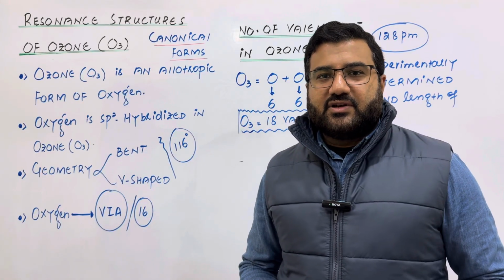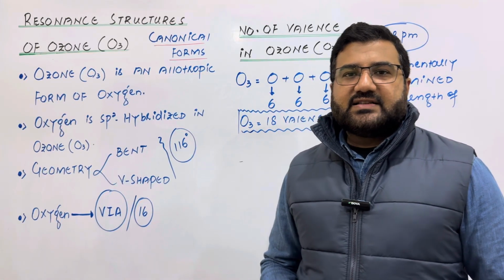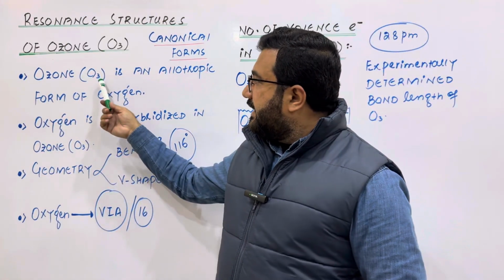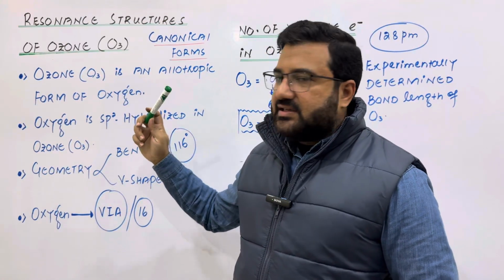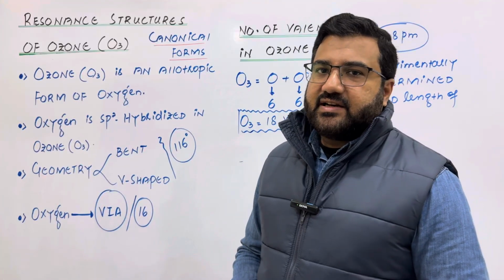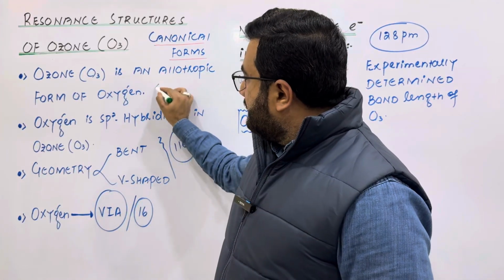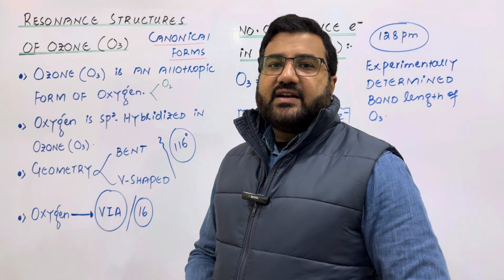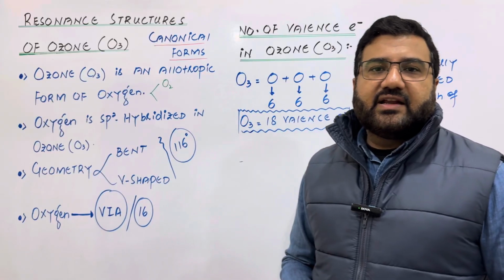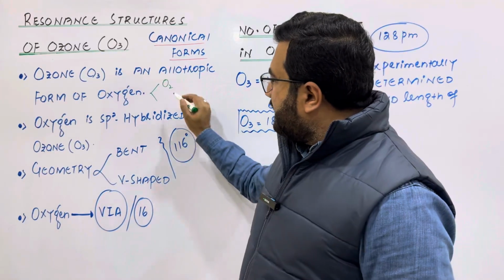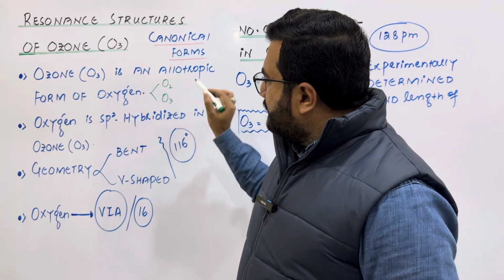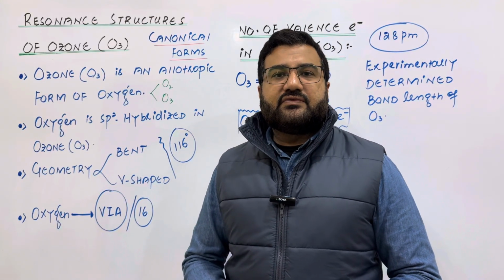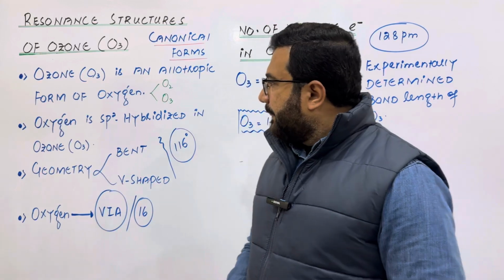Welcome, dear students, to another very interesting topic, that is the resonance structures of ozone. Ozone is an allotropic form of oxygen. Oxygen is naturally present in two forms. One is O2, which is molecular oxygen, and that is the oxygen that we inhale through breathing. And the other one is O3, which is ozone, and this ozone is naturally present in the stratosphere to protect us from the ultraviolet radiations.